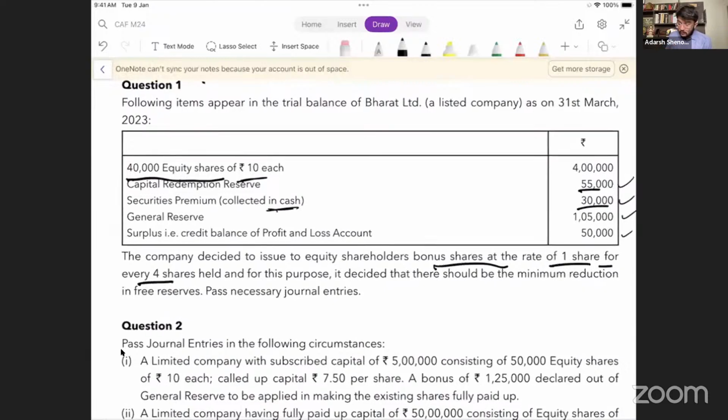So now, where do we get that 15,000 rupees from? There's general reserve, there's P&L account. Where do we get it from? You can get it from anywhere. Both of these are free reserves. There's no restriction as to this should be taken first, this should be taken next. There's no restriction at all. So that 15,000 rupees can be debited to any of the free reserves.